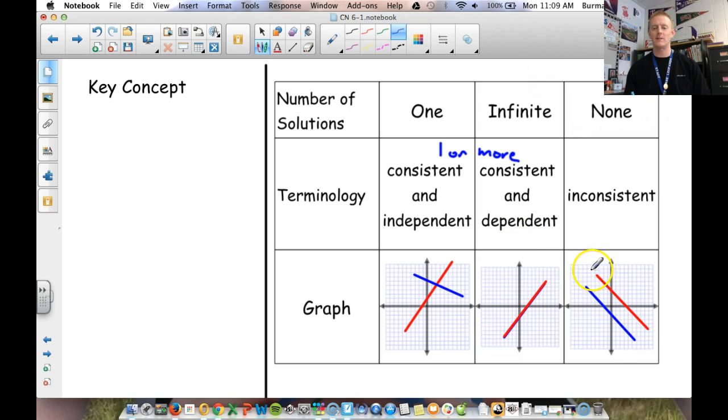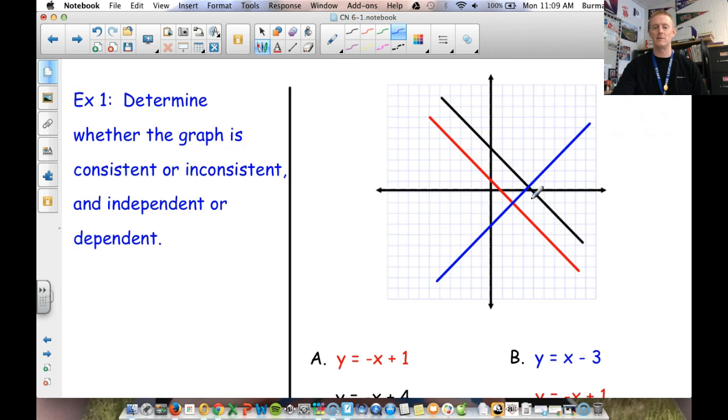Now let's say that the lines are parallel to each other. That means that there are no solutions because they're never going to intersect, and the terminology here is that they would be inconsistent because they do not have one or more solutions. So that's the big terminology that you need to understand and write down.